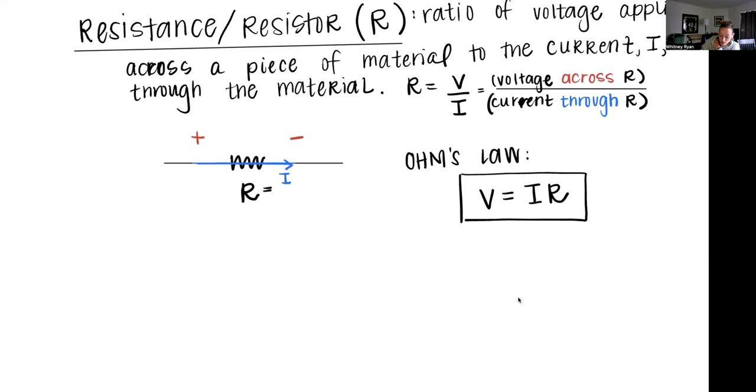So this right here is my potential difference, my V. At every resistor, you have all three components of Ohm's law, one resistor at a time.